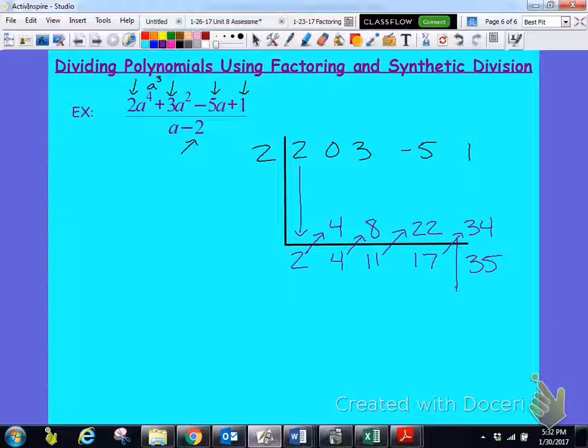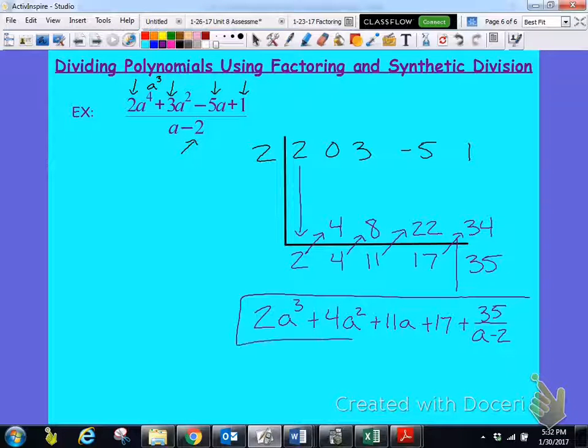Now when I'm recording my answer, remember I just have to start with a variable to 1 degree lower than my highest. So my 2 is going to be with an a cubed, since my highest in the numerator is a to the 4th, plus 4a squared, plus 11a, plus 17, plus my remainder of 35 over a minus 2. And that would be my final answer.